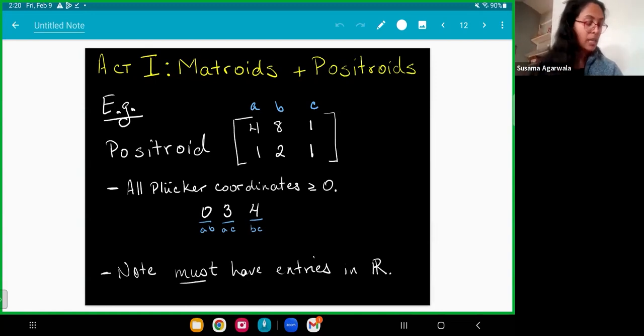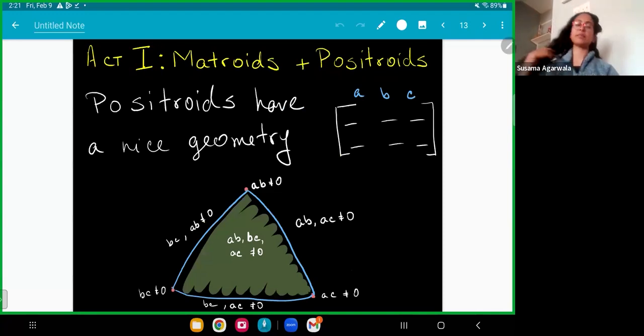The other thing that I point out, because I'm talking about determinants being greater than or equal to 0, all of my entries must be real. I can't do this in the complexes because there's no concept of greater than 0 when I'm talking about 1 plus 1i. So matroids can be in anything. Positroids have to be based in the reals. Okay, so that's what a matroid is and what a positroid is.